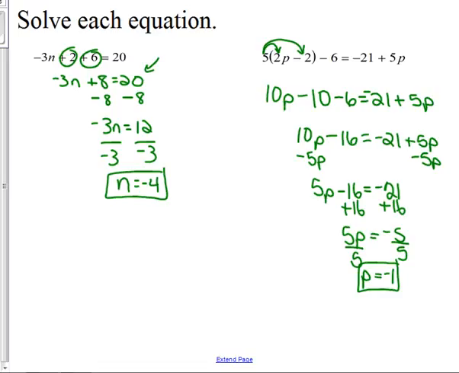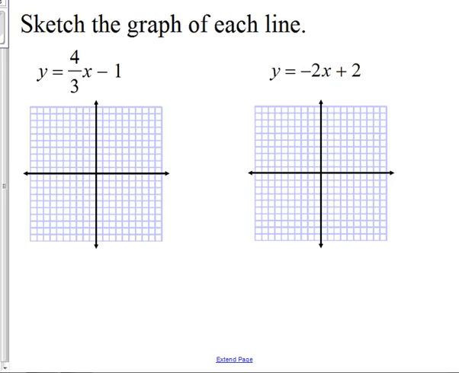All right, again, if you have troubles with solving, you can go back and listen to this portion of it, use the scrubber bar and go back a little bit, or you can go in and see your teacher before or after school. Let's move on to some graphing problems.